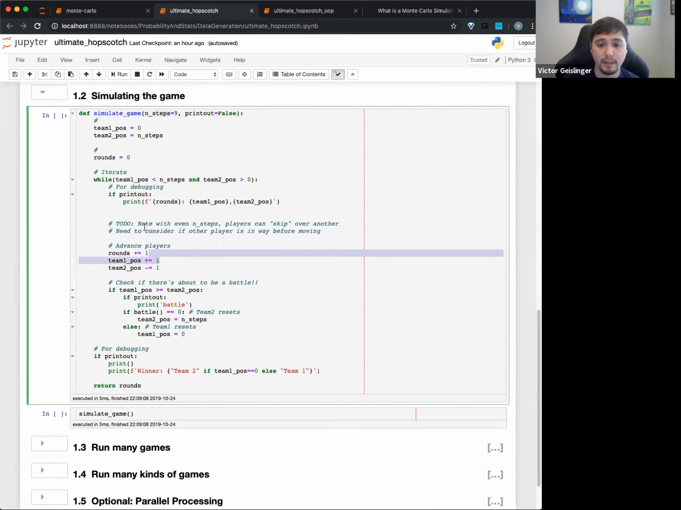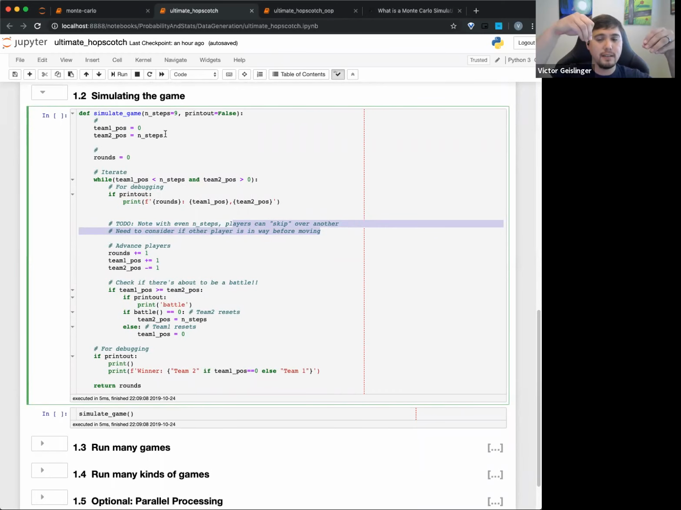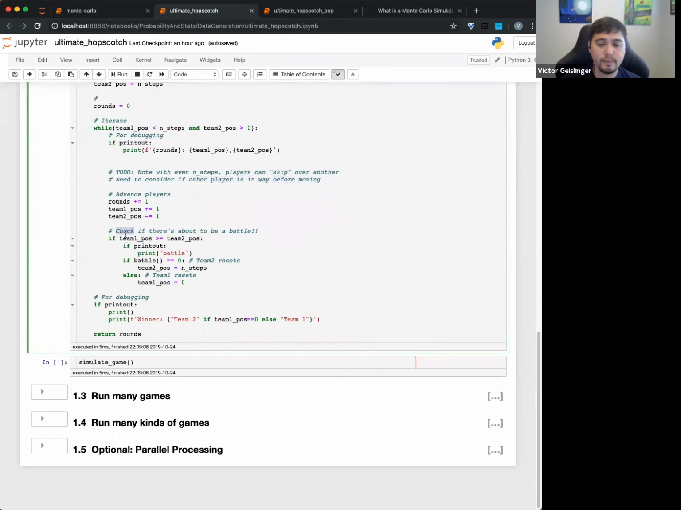So in this case, I have 9, and you can see here while this team goes through, I have a printout function just for us to see what happens if we want to debug a little bit. Note one thing I didn't check for, because it was written relatively quickly. If there's an even number of n steps, there's a point where one's at 6 and one's at 7, they can cross over, hop over each other, and the computer doesn't know any better. So I just keep it at odd, but this is something to check out later.